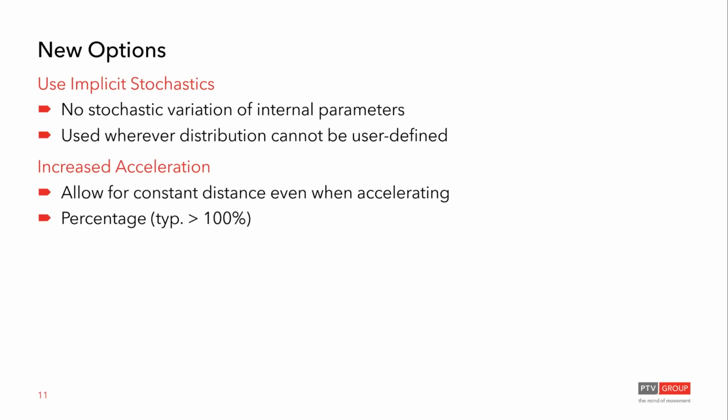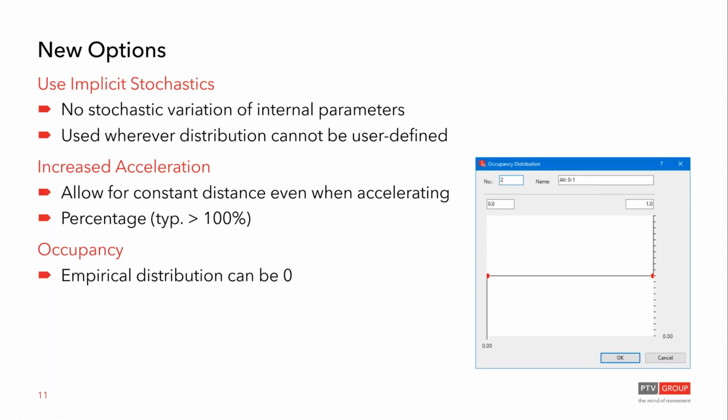We have introduced an increased acceleration. This is because when following and if the leading vehicle is accelerating, then the following vehicle in PTV Vissim is reacting a little bit too slow. But if you have connectivity, they could even accelerate both with a similar acceleration. And to model that, you can increase the percentage when accelerating for the driving behavior. And then a very simple one for occupancy, you can have also occupancy 0. Before the lower limit was 1 in occupancy.